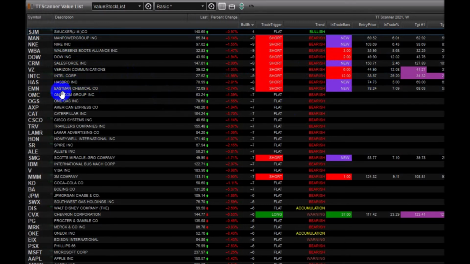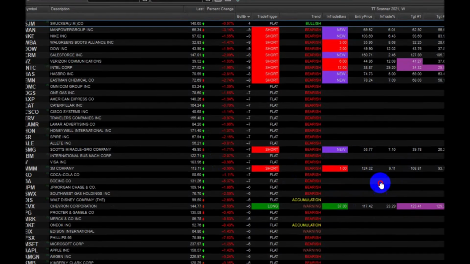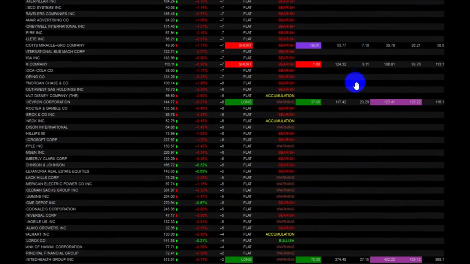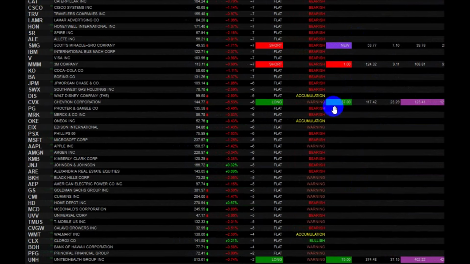We have a new trade in Eastman Chemical, short, which is already up 7%. We have a new trade in Scotts Miracle-Gro, short, which is up 7%. This trade was from last week. 3M Company short is up 9% already. And then we have some existing trades down here that are holding on. These are longer trades. Chevron Corporation's been 37 weeks, up 23%.